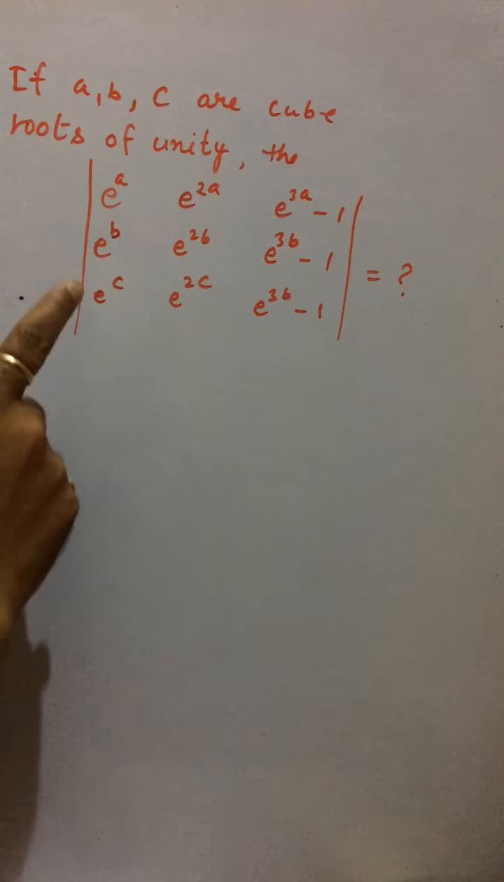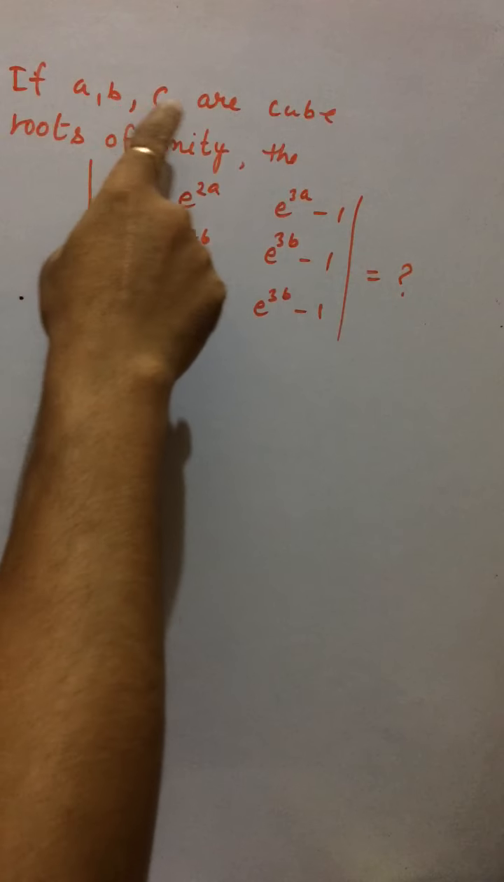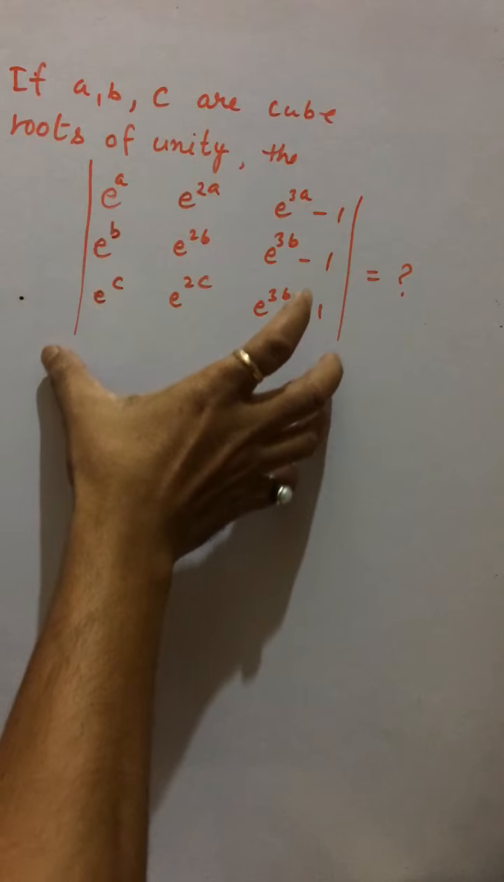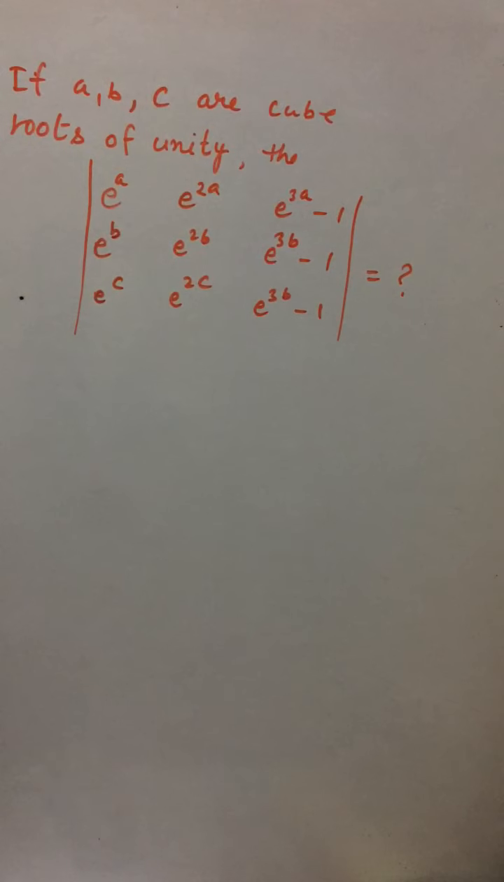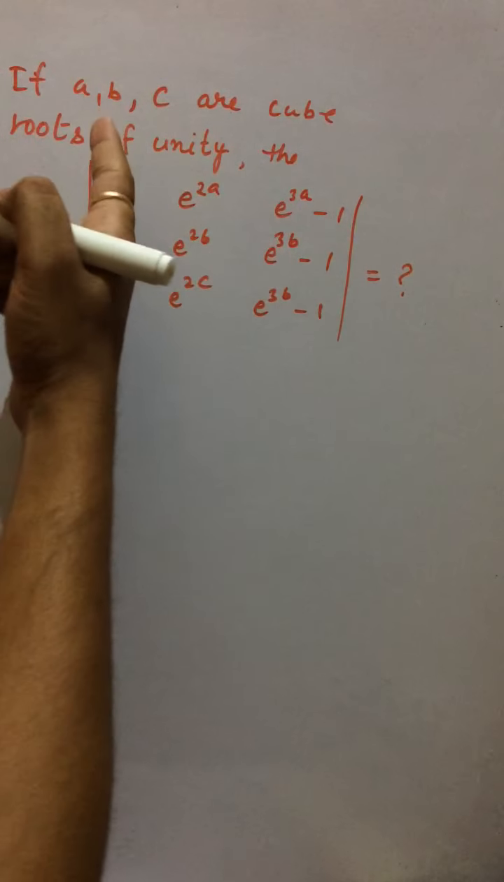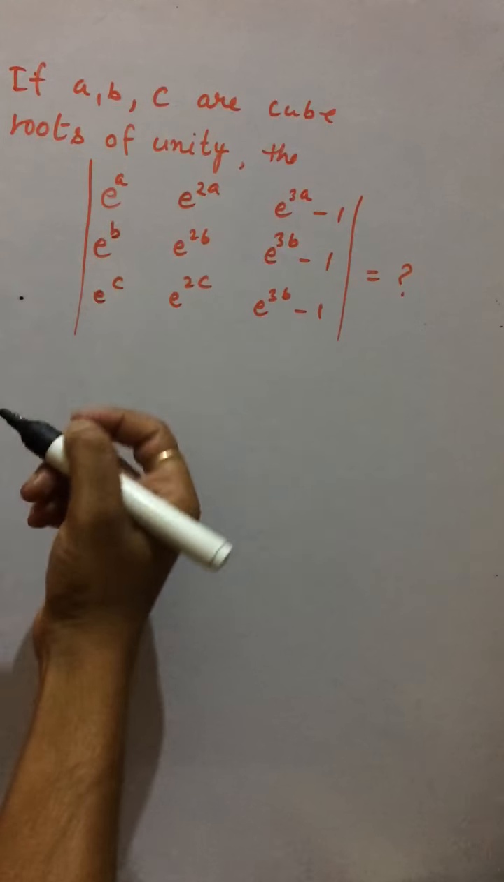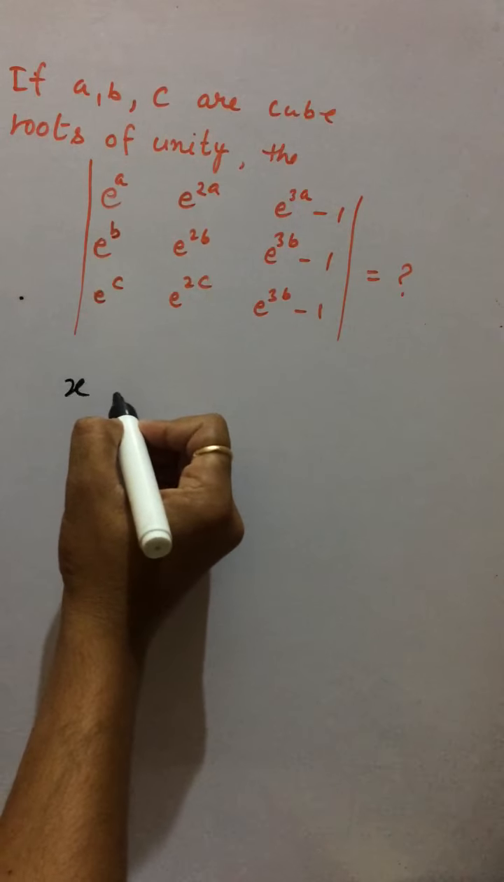Today we have a question of a determinant. If A, B, C are cube roots of unity, then you need to find the value of the determinant. Here we have to first crack this: what are A, B, C, the cube roots of unity? A, B, C are the cube roots of unity. So you can write it like this.